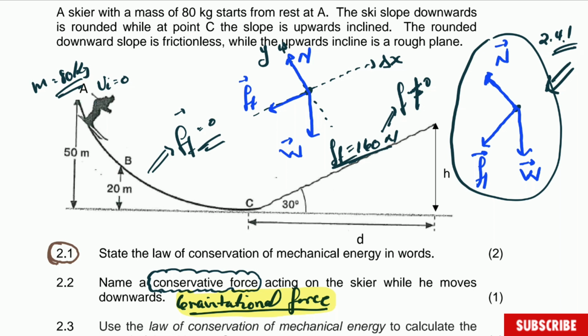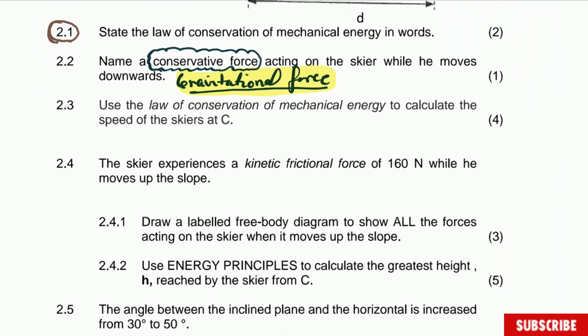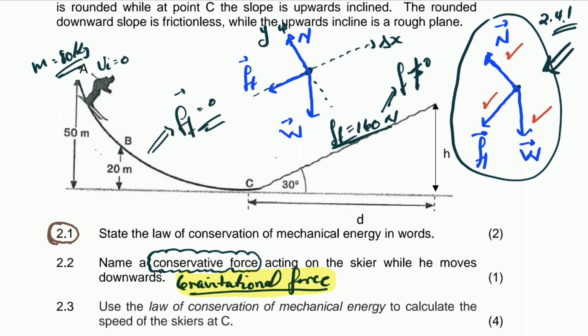This one that I have a little bit to the left, towards the center of the page, is the one we need for the solution, but this one is the one for marks. And just for control, if you do it like this, you'll get 1 mark per force, okay? But it's not important right now. Use the energy principles to calculate the greatest height reached by the skier from C. Now, the greatest height means the height when the skier is going to stop.